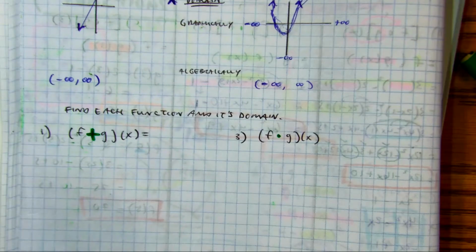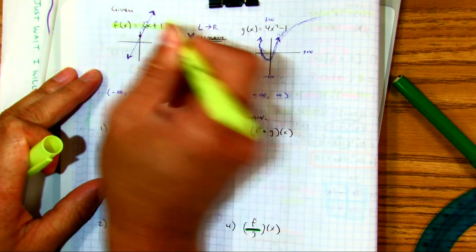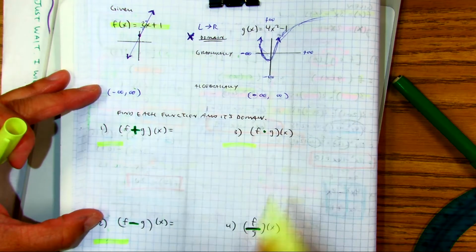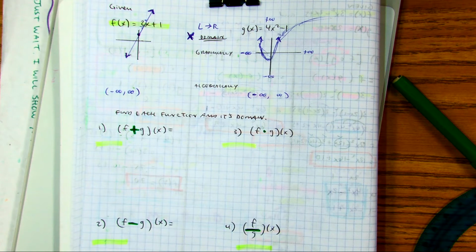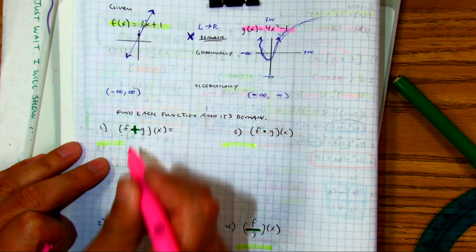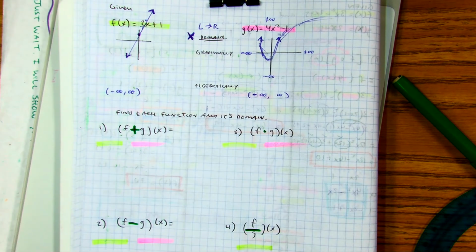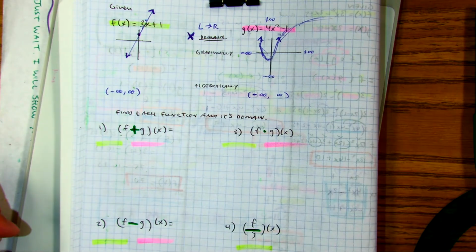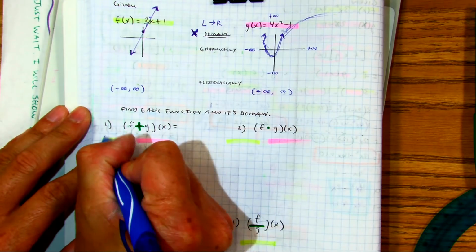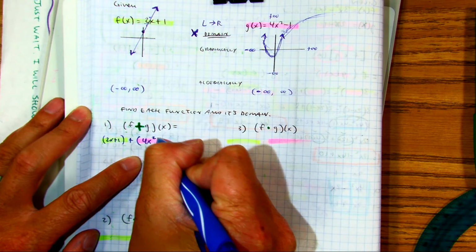Where do we get our f's and g's from? Well, we already did that in the previous problem. This says f plus g. This one says f minus g. This one says f times g. And this one says f divided by g. So this one says plus, minus, times, and divided by. So f is just 2x plus 1 plus our g of x, which is 4x squared minus 1.